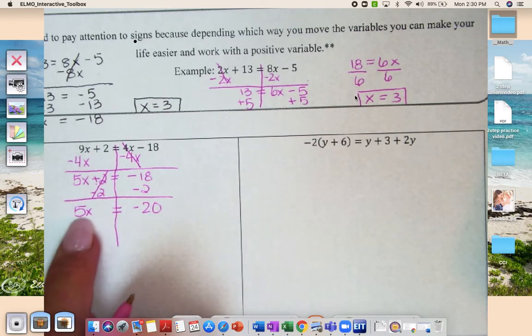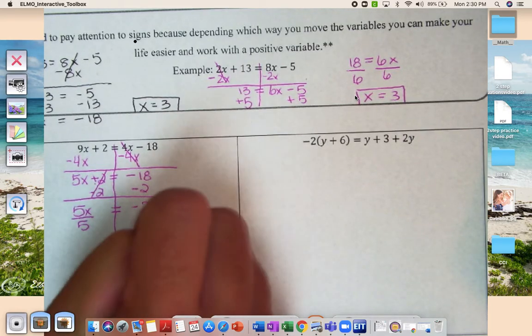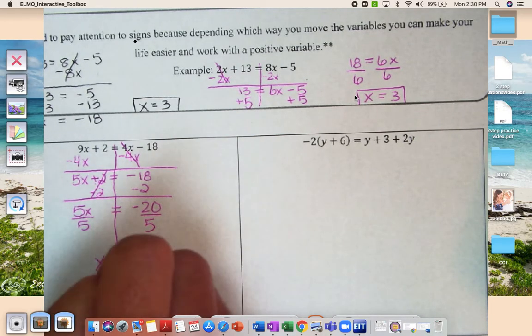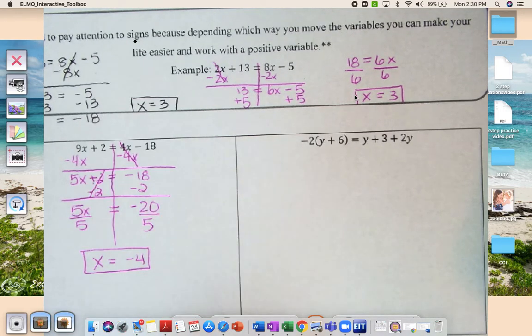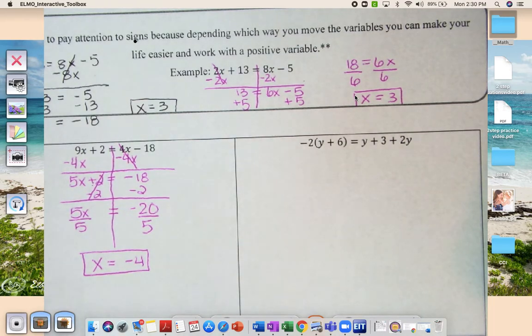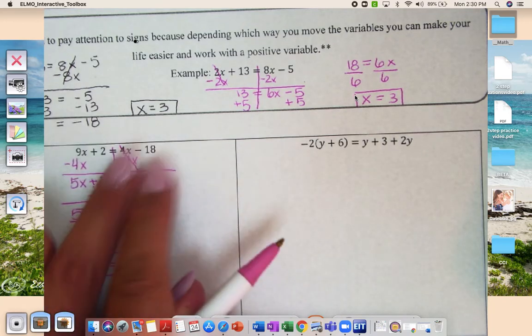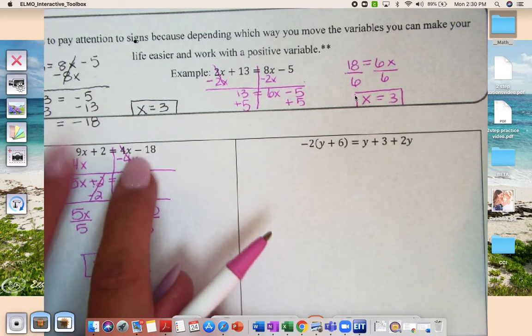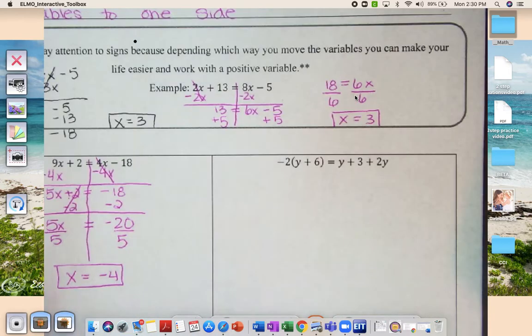Now I have one last step. This right here is multiplication, so my inverse is division. And x is going to be negative 4. Remember, we can always plug this in and check our work. So in this problem, when I plug it in and I solve this side and get my number, and I solve this side and get my number, they should come out to be equal to each other if I did it correctly.